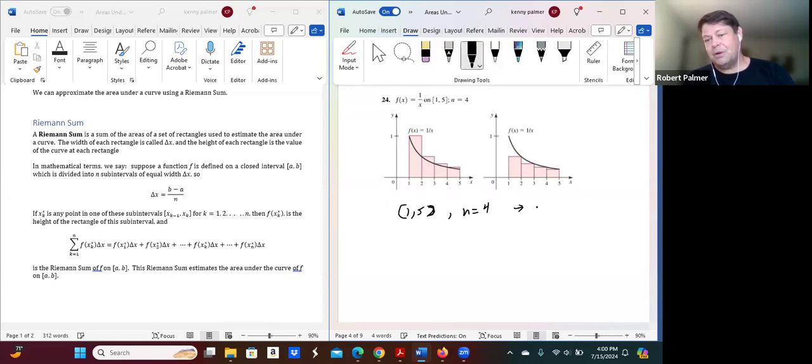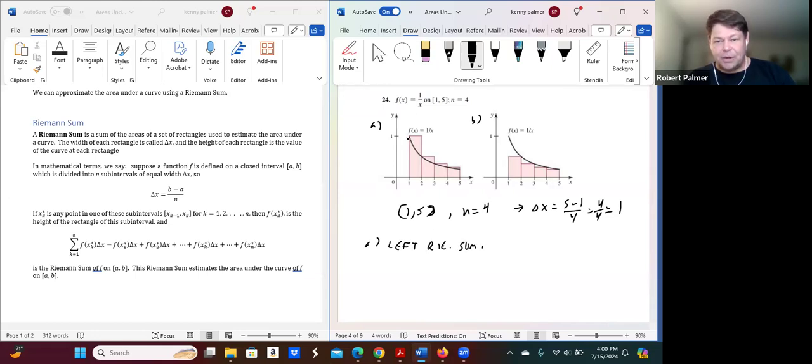Okay. So then our delta x is going to be 5 minus 1 over 4. That's going to be 4 over 4. That's going to be 1. That makes everything simple. Okay, we have a width of 1. All right. So for part A, let's label these as A and B. So A, the left Riemann sum, I'll also abbreviate that.